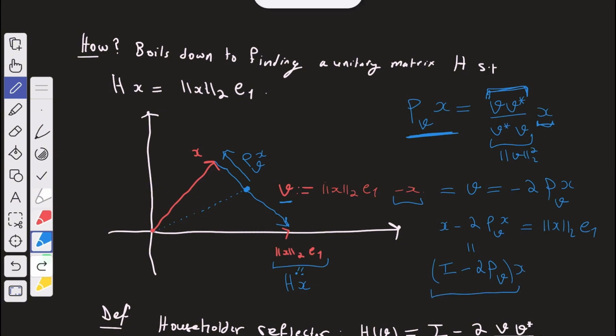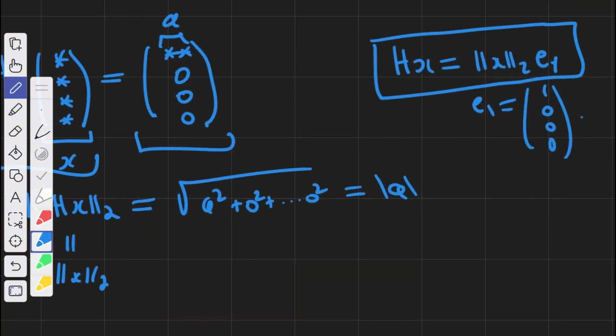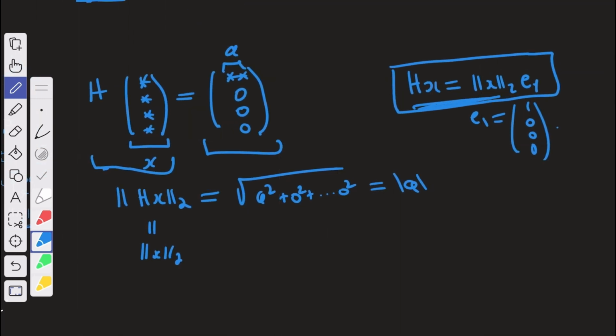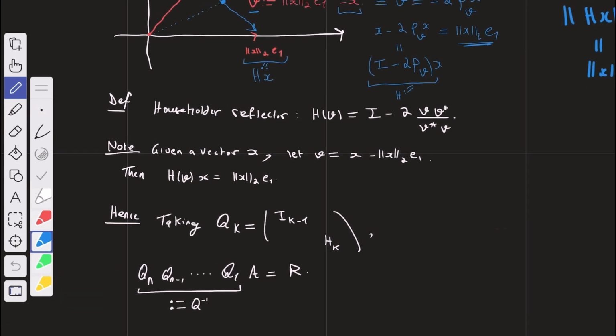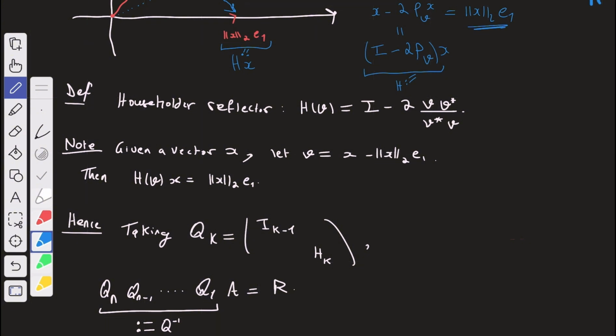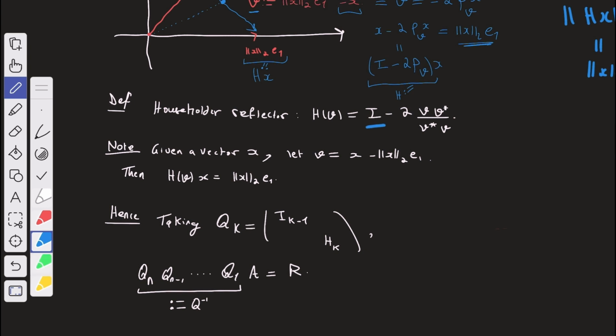And look at what we've just found. We've just found a matrix, which we're going to call H, such that when we multiply by x, what we get is this thing. And this is what we were looking for. So here's the definition. Now that we've motivated it, a Householder reflector is defined as the identity minus 2 times a projection matrix onto some vector.